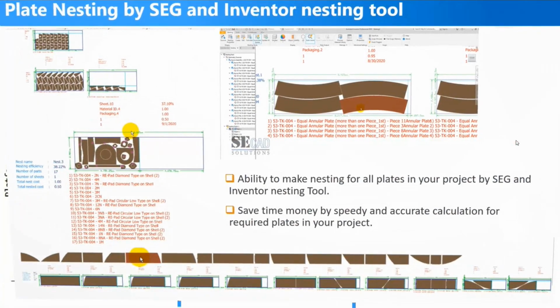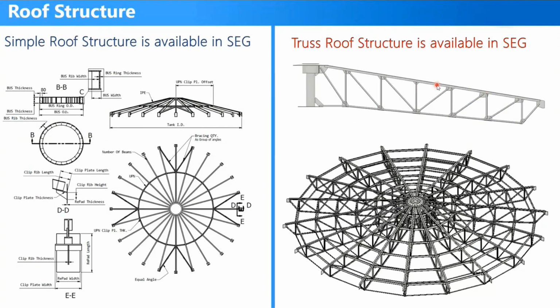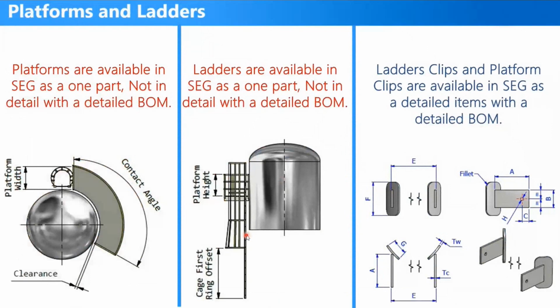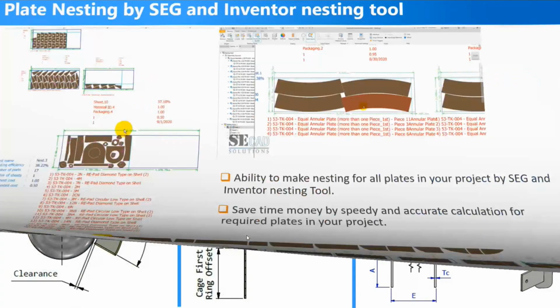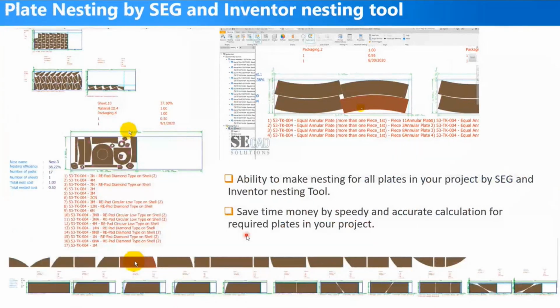So for the previous slide, the truss structure is not available, and for the ladders and platforms, you will get them as a single part, not as detailed parts in the bill of material. You can make a nesting for the plates by using the Autodesk nesting tool, and that will give you the ability to save material because this tool will arrange the plates to give you the best cutting performance.